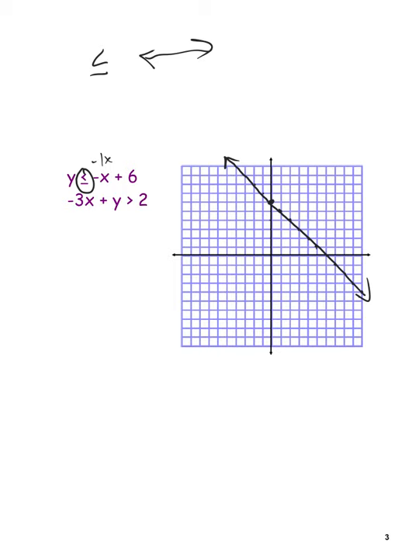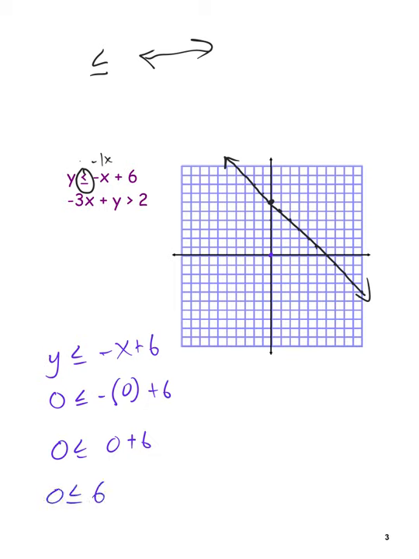And now that I have a solid line, I need to verify what side I shade. Again, y is less than or equal to, so be prepped to shade the under, but we'll verify it with the point 0, 0 again. So I have y is less than or equal to negative x plus 6. I'm going to put 0 in for y and 0 in for x. Negative 0 is just 0, so this is 0 plus 6. So is 0 less than or equal to 6? That is true. So I know that I will be shading under this line.